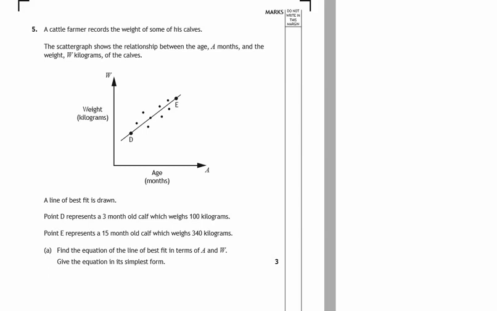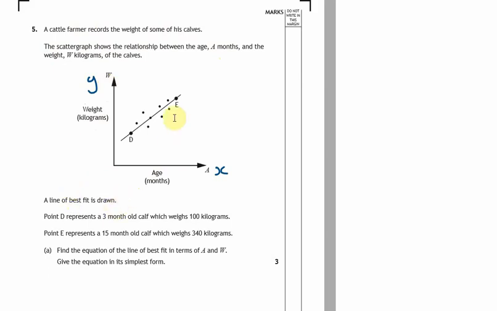Okay, question 5. A cattle farmer records the weight of some of his calves. The scatter graph shows the relationship between the age and the weight. So we get age on the x-axis and the weight on the y-axis. I'm just going to have x, y.